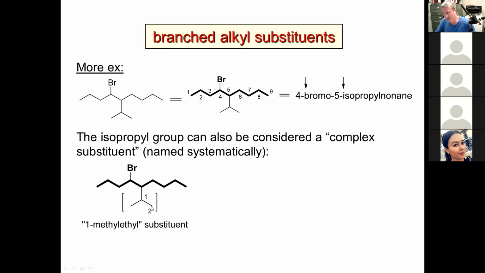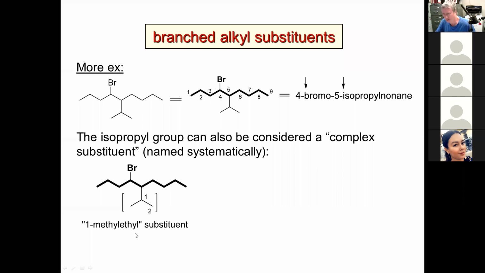And on carbon 1 is a what? A CH3. What's a CH3 called? A methyl group, right? So this thing can be called isopropyl, 5-isopropyl nonane. But we can also call it a 1-methyl ethyl. This is because it's an ethyl. That is a 2-carbon piece with a methyl on carbon 1. We renumber from carbon 1, carbon 2, right? It's carbon 1, that's carbon 2. Another alternate name of this is called a 1-methyl ethyl substituent.